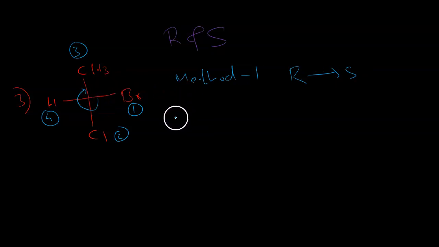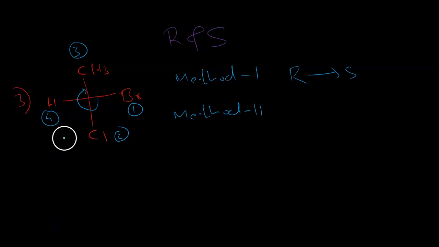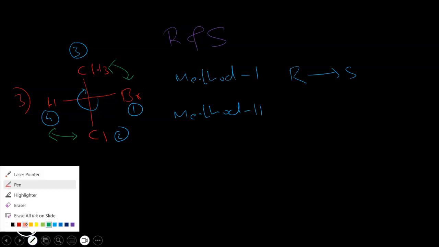Or method 2. Don't write both the methods. I am again repeating it. Just write only one method. And in method 2, what you have to do? You have to exchange the groups and bring the least priority group to the bottom or on the vertical line instead of a horizontal line. But while exchanging, you have to exchange both the groups. So you have to exchange this Cl and H, while at the same time you have to exchange this CH3 and Br. So I will exchange it and we will see what happens.